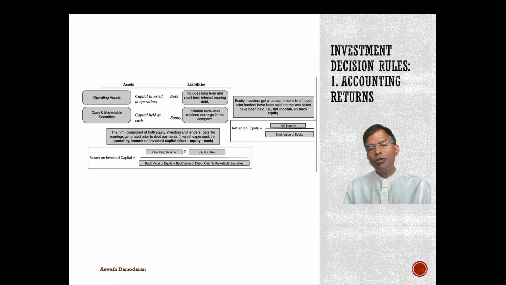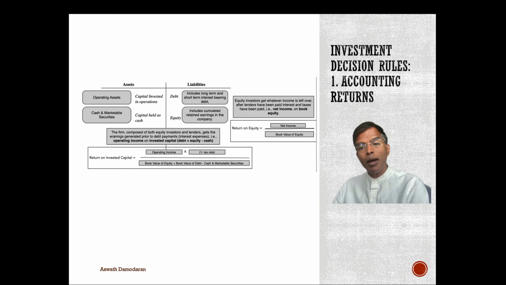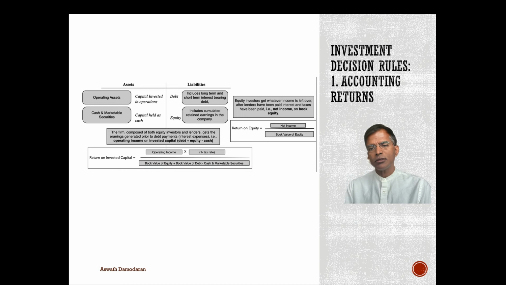But what if I were interested in measuring returns to all investors? Remember, you have both equity and debt as capital providers. The measure of income to all investors, equity and debt, is operating income, earnings before interest and taxes, earnings before I pay the debt holders. Of course, if I'm looking at after-tax measures, I'm multiplying that operating income by 1 minus the tax rate to get a measure of what I will generate after taxes.